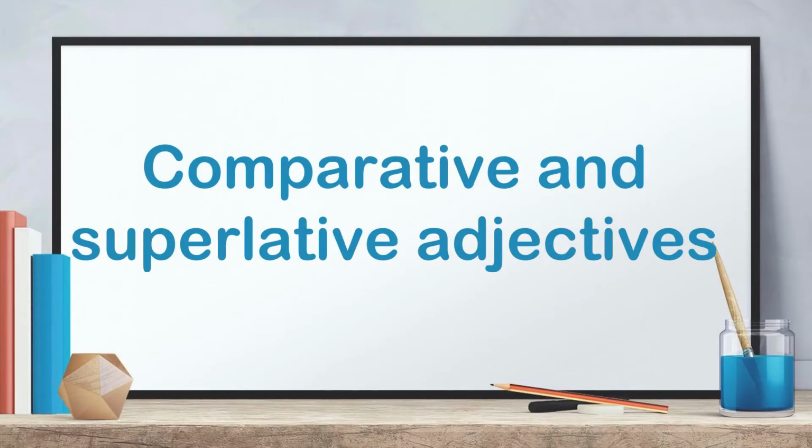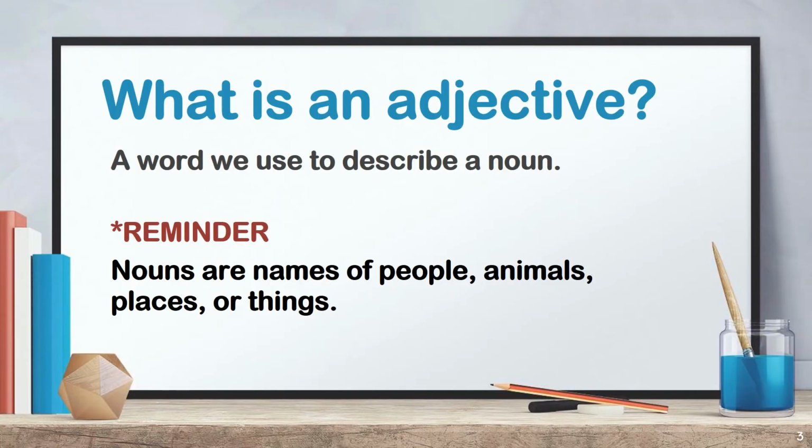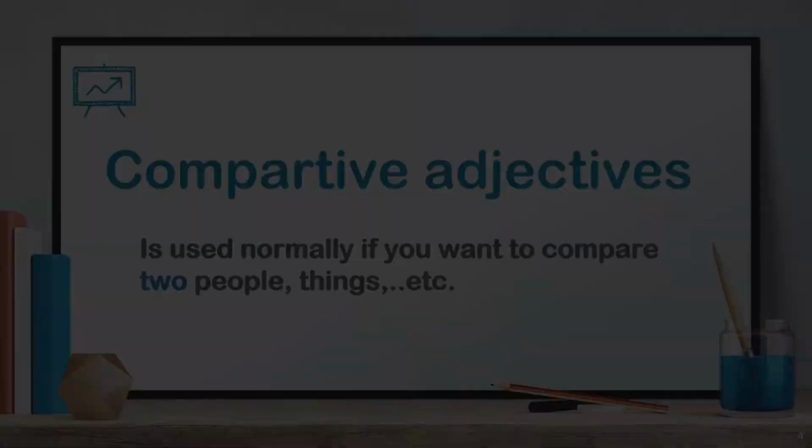Today's lesson is about comparative and superlative adjectives. In the beginning, let's try to remember what an adjective is. An adjective is a word we use to describe a noun. Then you can ask me, Miss, what is a noun? Just a reminder, nouns are names of people, animals, places, or things.